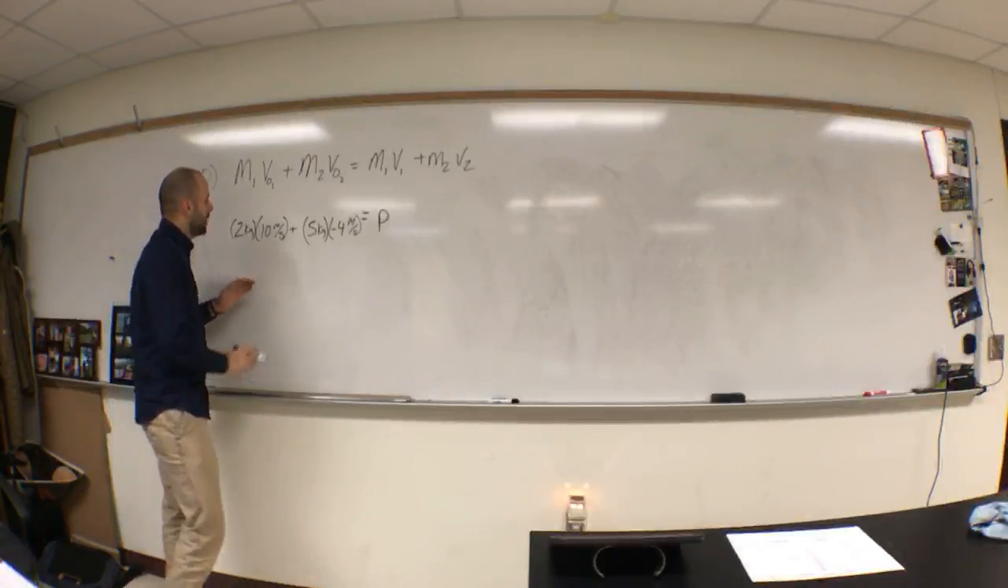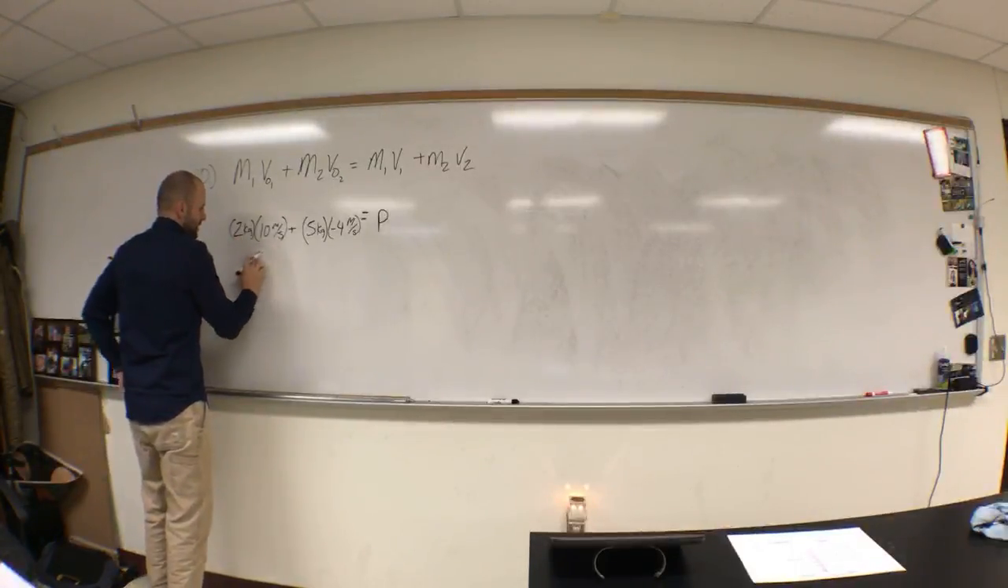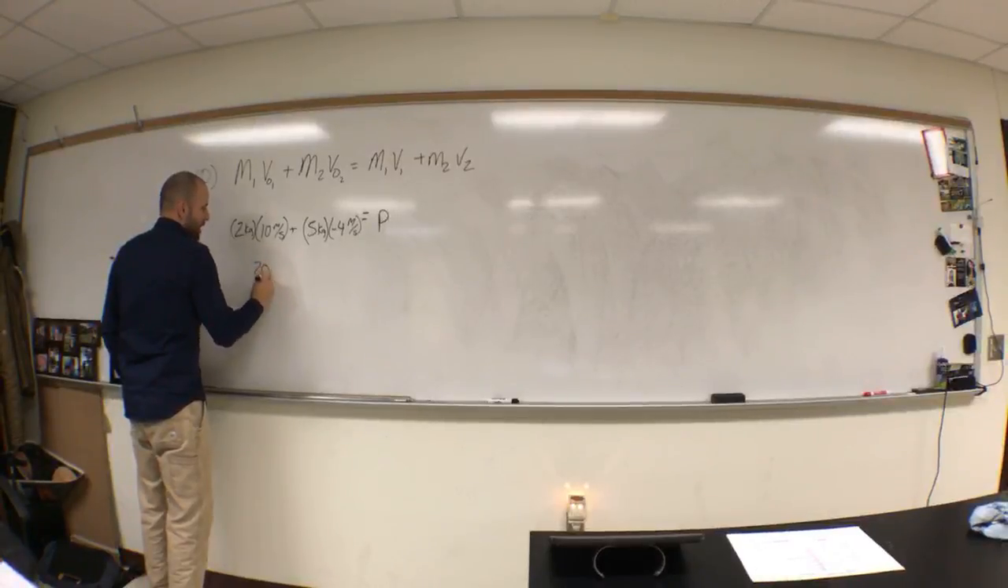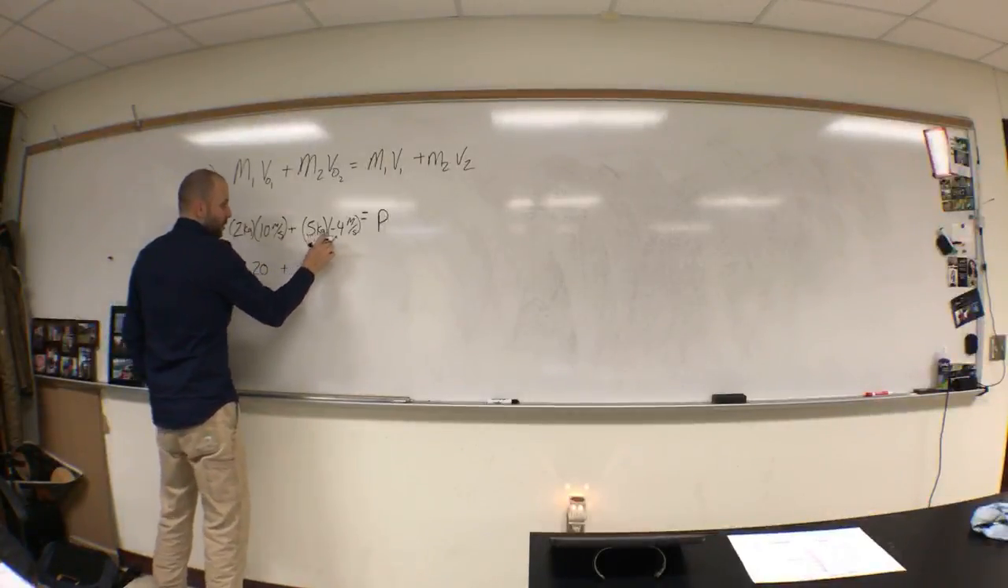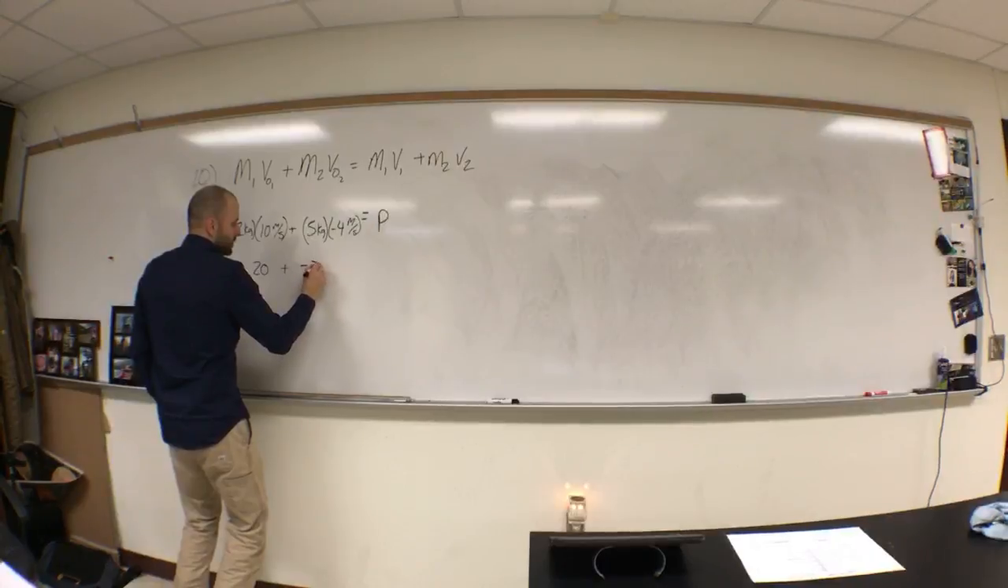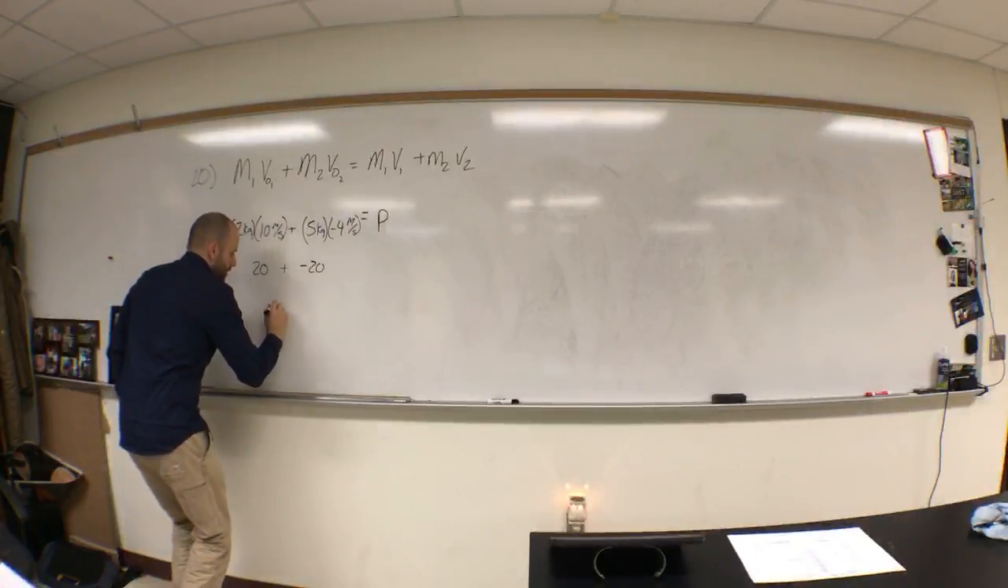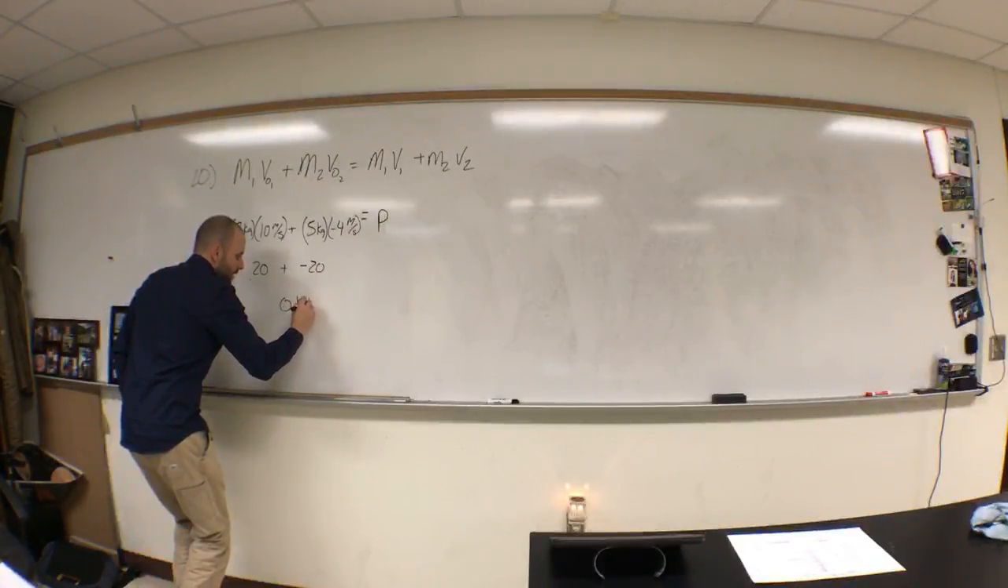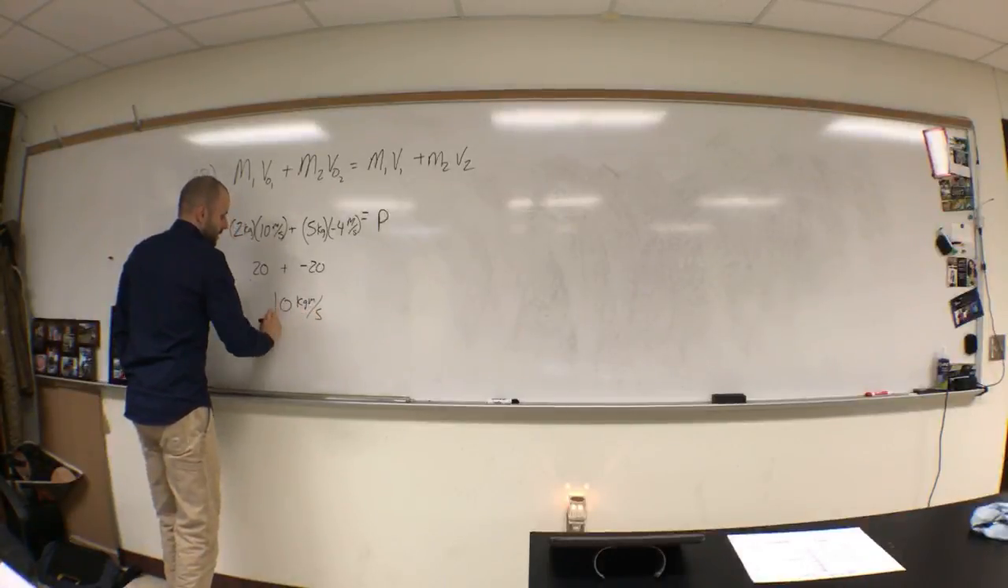Okay? So when I look at this guy, 2 times 10 is 20. And then if I add it to the other one, you would get negative 20. And the overall total momentum would be 0 kilogram meters per second.